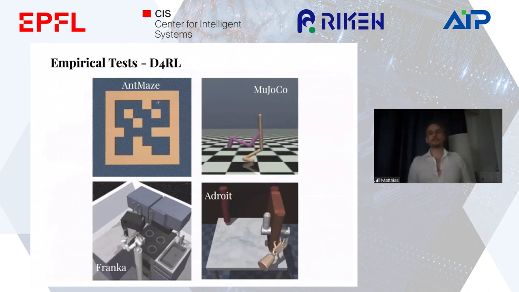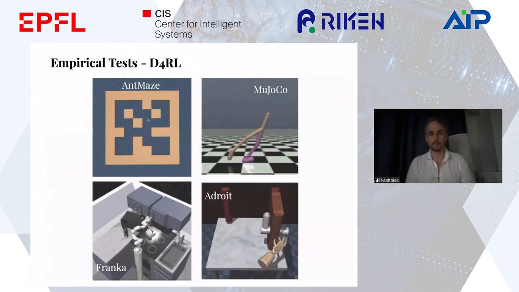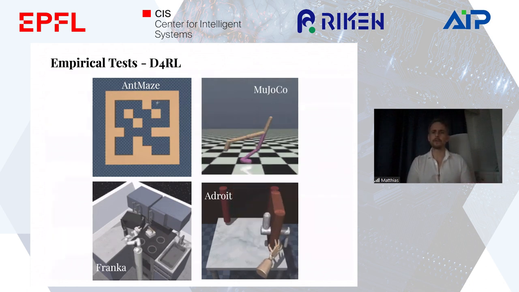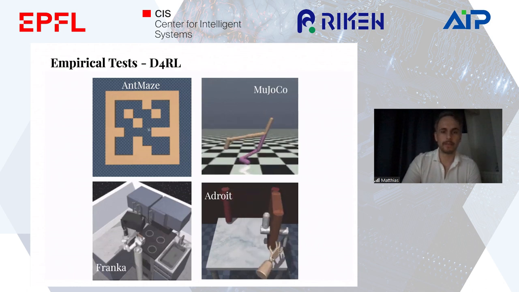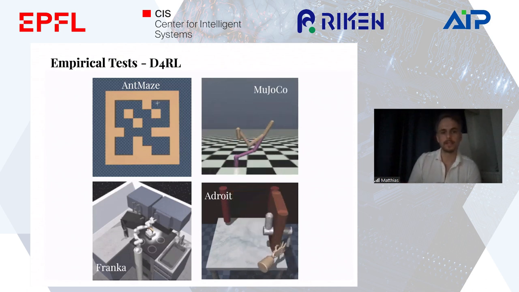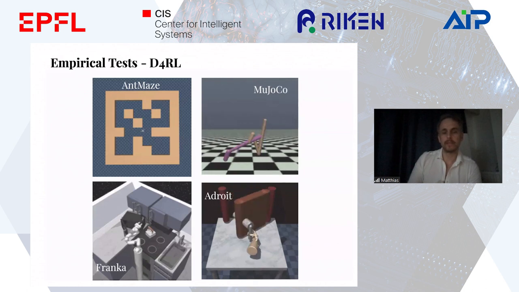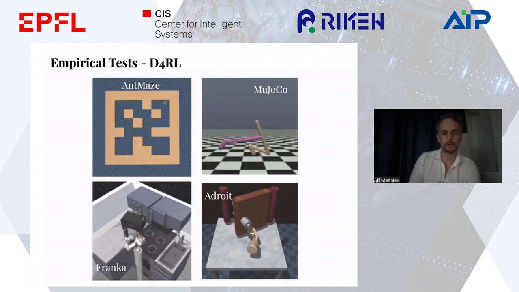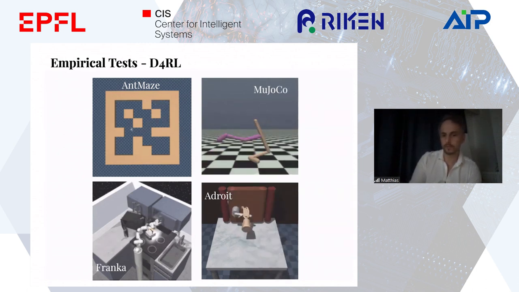So very, very briefly, for the empirical tests, we perform a wide range of experiments. In fact, we test our method on the entire D4RL dataset. And you can see here the ant maze. In the top left, it's very small, but I hope you can see it. The ant has to find the way in the maze. Then of course the MuJoCo tasks, which are very familiar, like the walker and half cheetah and so on and so forth, but also the Franka kitchen and the Adroit tasks.